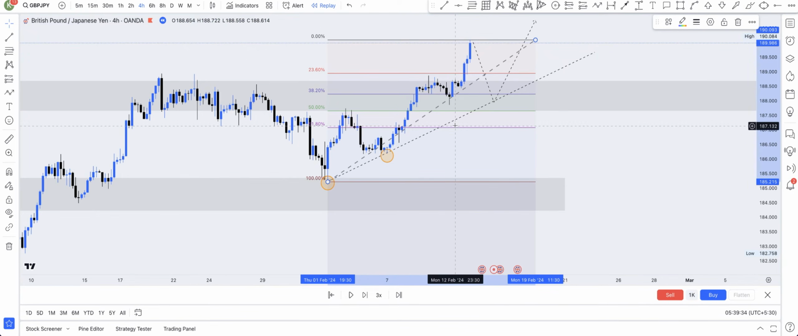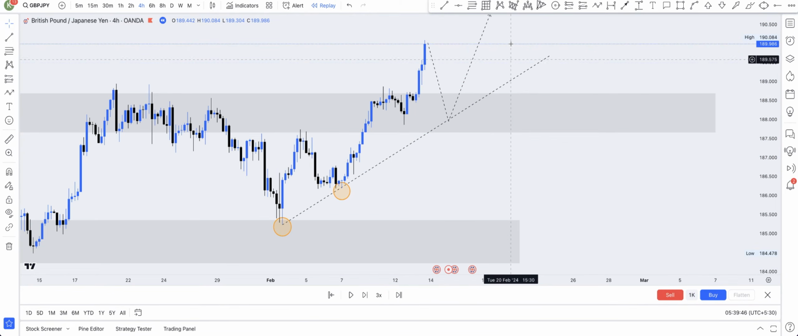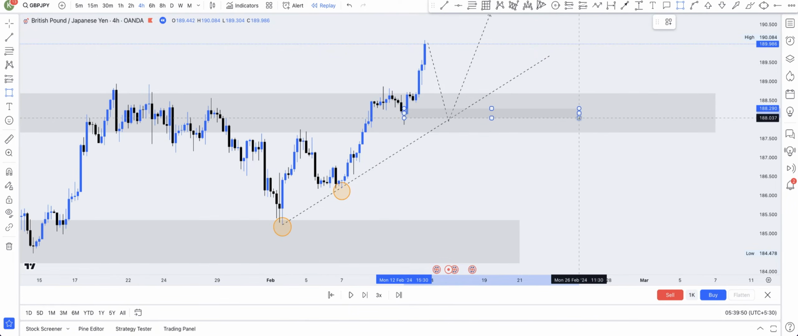So I should be looking at 50% or 61.8%. I'm expecting price to get to the 50%, and there will be a reversal to the upside. So this is a possibility of what I am expecting. And also we have a demand zone here. So now we have almost like four confluences.